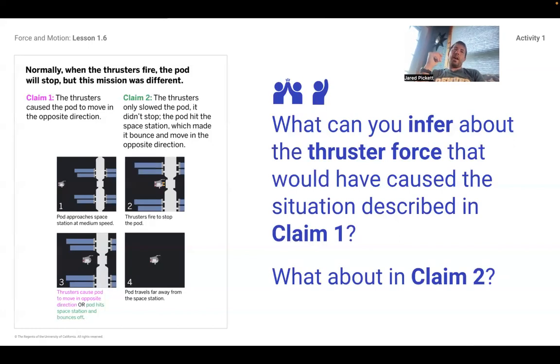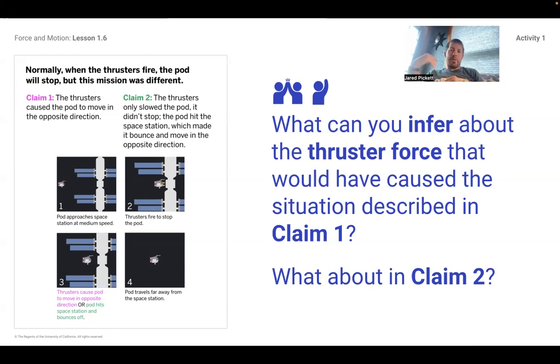I hope that after you think about the first situation and the second situation, you're comparing the amount of force that might have existed in claim 1 and claim 2. I also think you need to be thinking about the pod coming in to the right, and some force, which is the thrusters, that's moving in the opposite direction.